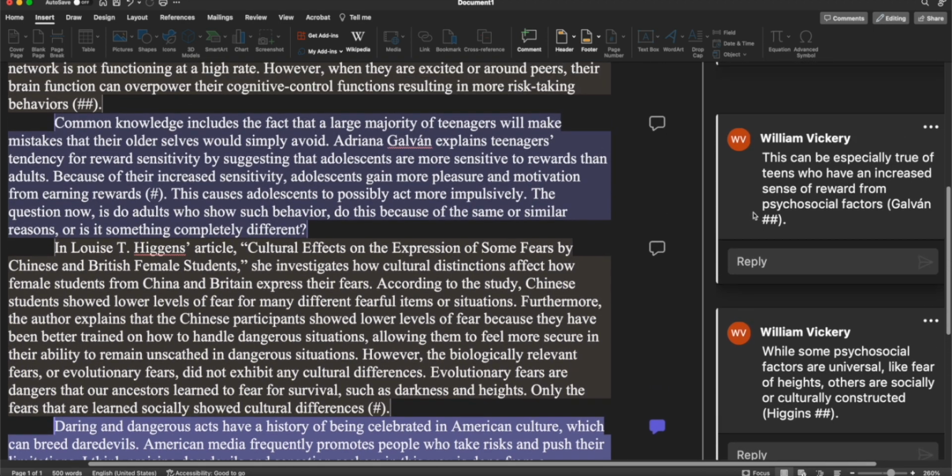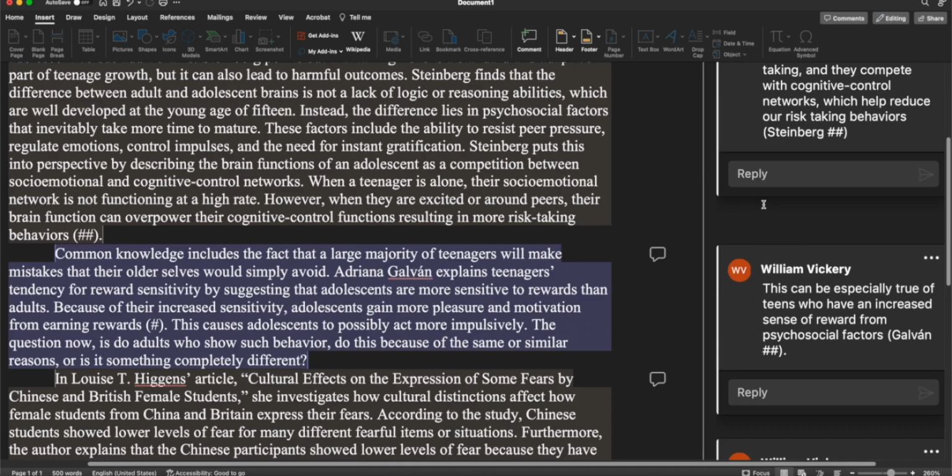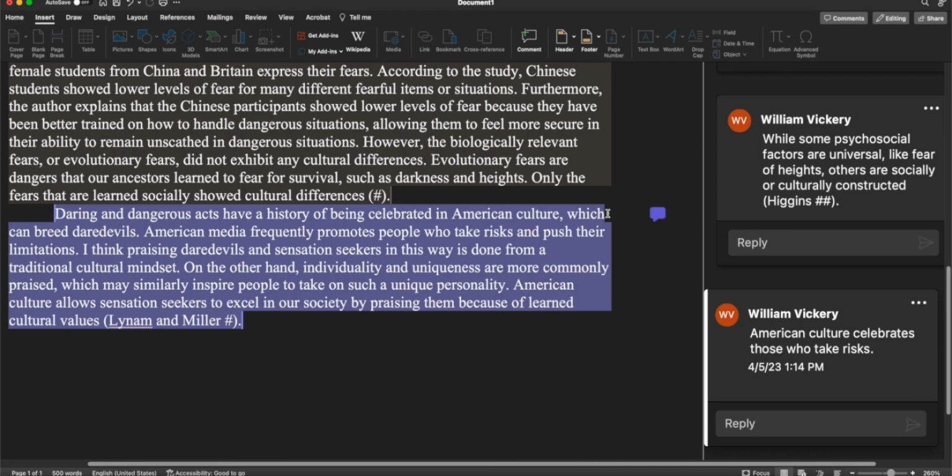We say teens have an increased sense of reward from psychosocial factors. And psychosocial factors like peer pressure can encourage risk-taking. All right, these are our elements. How do we factor these together?